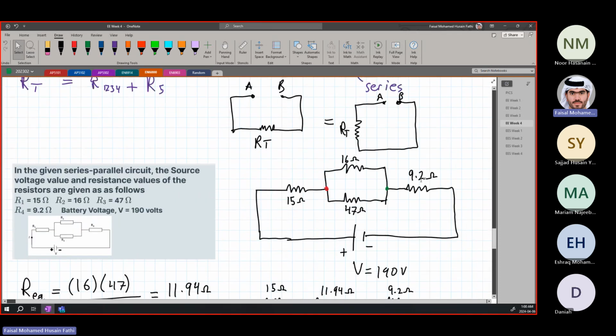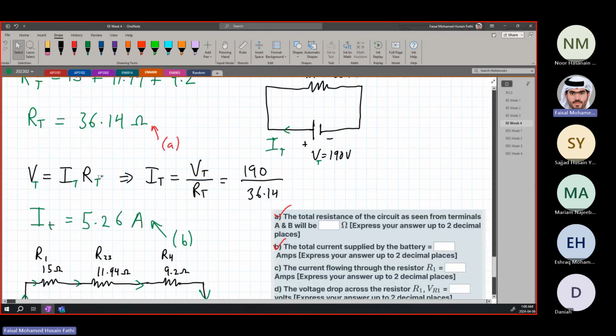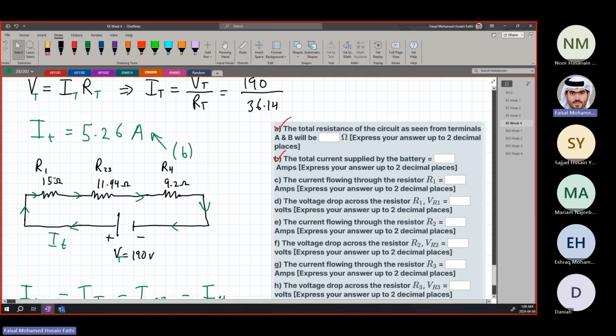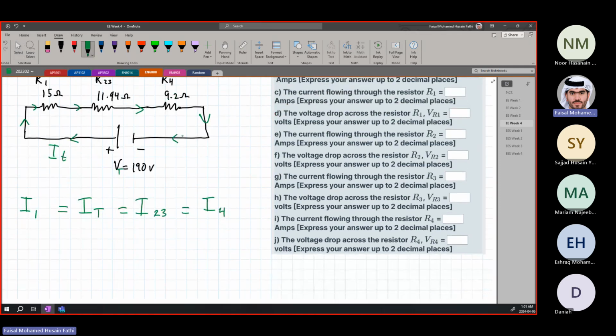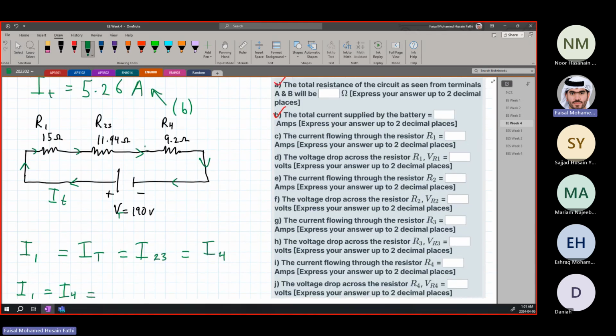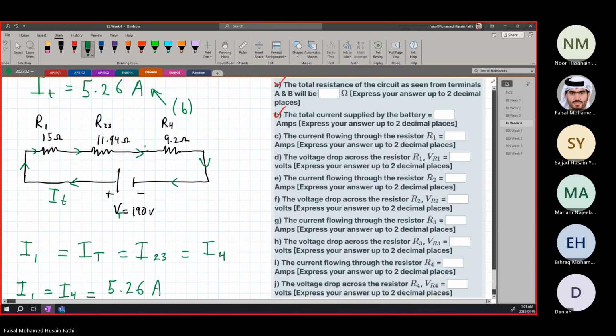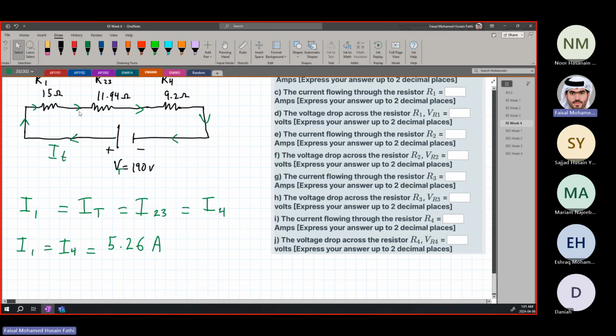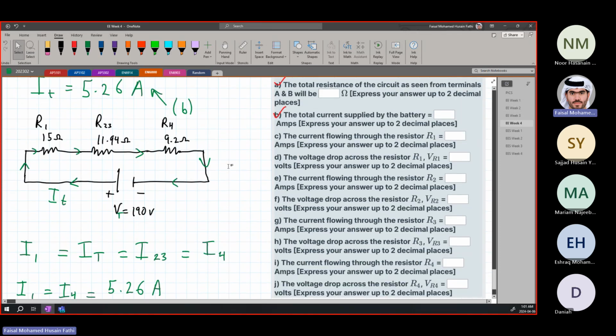I'm not talking about the original circuit. We'll come back to it later. I'm talking about this reduced circuit, because we still have R1 in this circuit. It's the same R1. Nothing changed. We changed the R23, which we will look at later. But R1 and R4, nothing has changed. So the current I1 and I4 is equal to I total, which is 5.26 amperes. So they have the same current flowing through them.